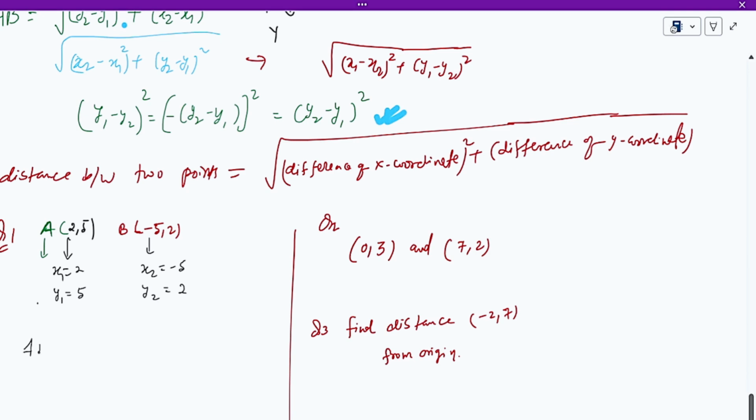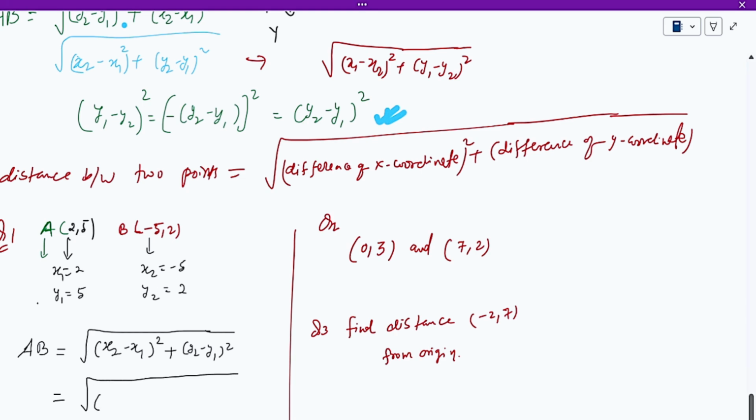So the distance between A and B is given by what formula? A square root of the difference between x and x, and y and y. So you can say x2 minus x1 square plus y2 minus y1 square. This is the formula we have. And you have noted these values x1, x2, y1, y2 from the given points. So you just need to put them into the formula.